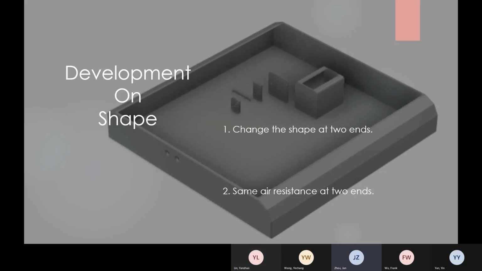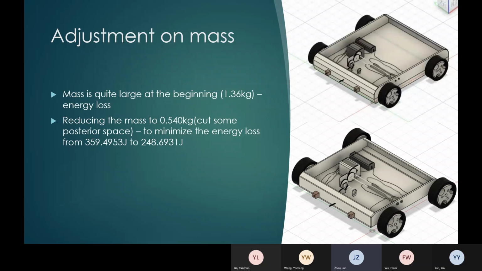So the mass of the vehicle is 1.36 kilograms at the beginning. This will make the time taken longer, so we tried to reduce the whole mass by cutting the posterior part to 0.54 kilograms, which minimizes the energy loss from 359 joules to 249 joules.